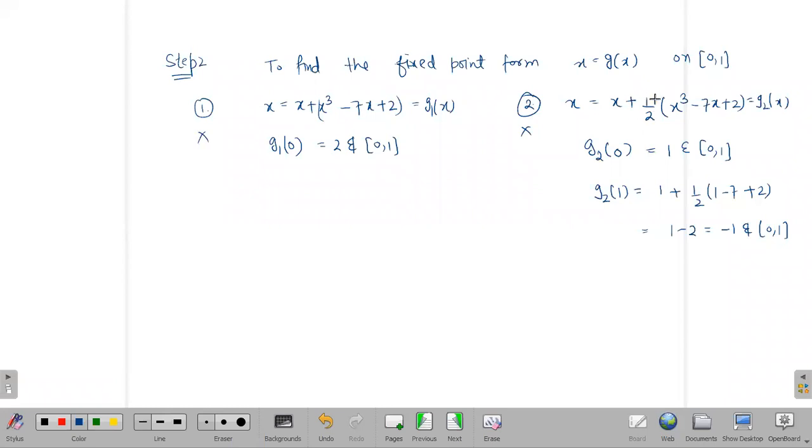You can take any random value also, like 1 by 4, 1 by 3. You can try for this. Or you can take any C also, for which the condition should be true, that the 3 conditions should be true.